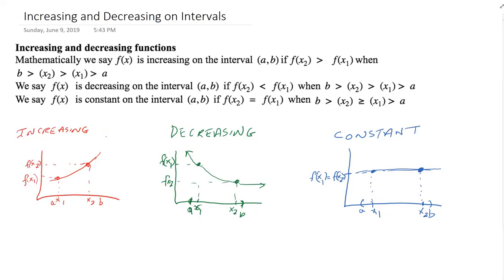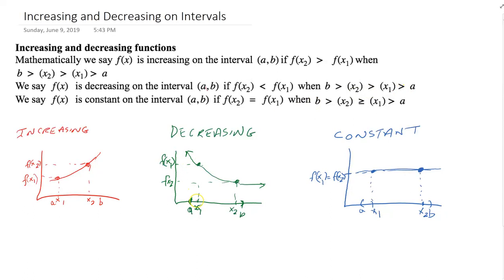Next, we say f of x is decreasing on the interval AB. It's an open interval AB. If f of x sub 2 is less than f of x sub 1, when b is bigger than x sub 2, is bigger than x sub 1, is bigger than a.